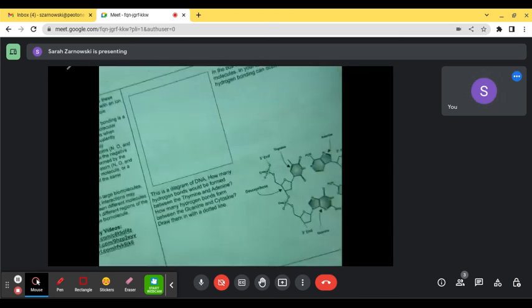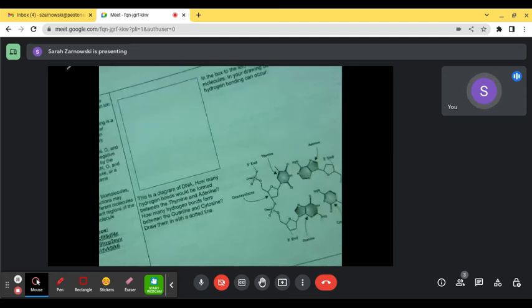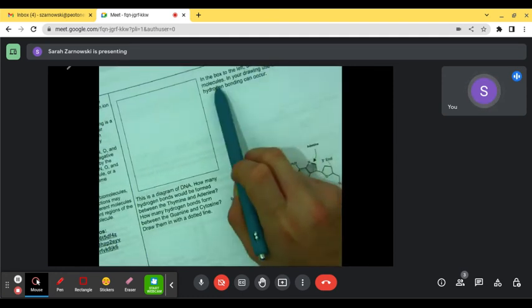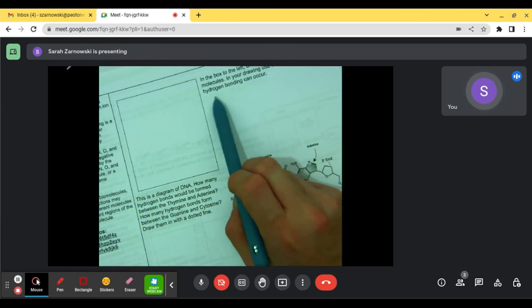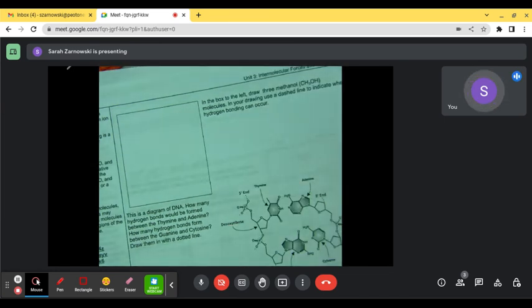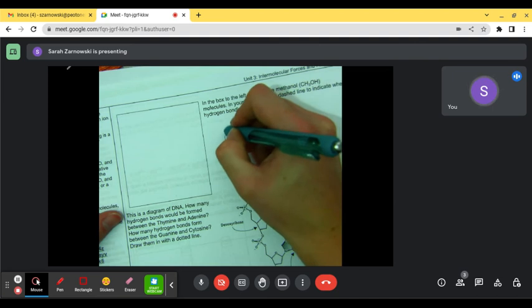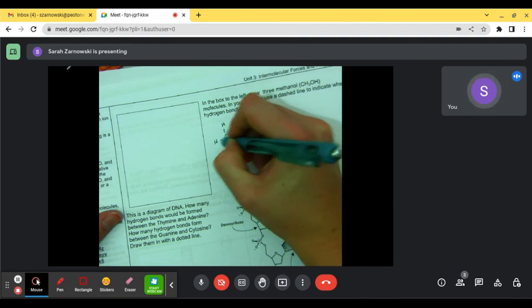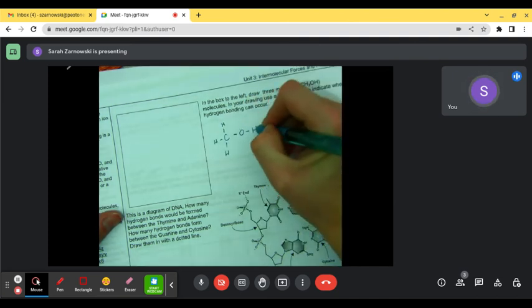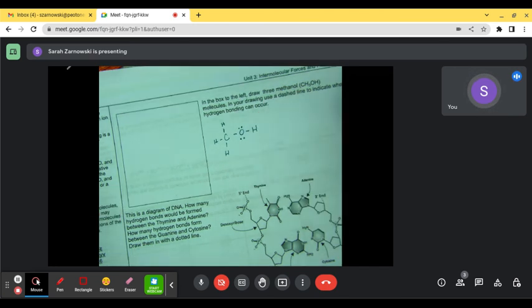Now we have one more page here, 2 more examples. Okay, it says in the box to the left, draw 3 methanol molecules in your drawing. Use a dashed line to indicate where the hydrogen bonding can occur. Okay, so I have to draw CH3. So C is going to go in the middle. I'm going to attach my hydrogens. I'm going to attach my oxygen, and I'm going to attach my H, and I'm going to draw my little dots there.